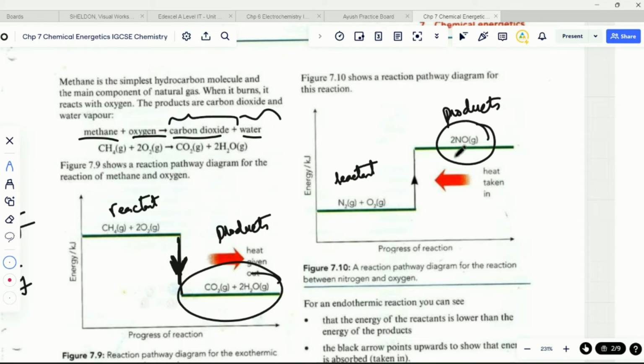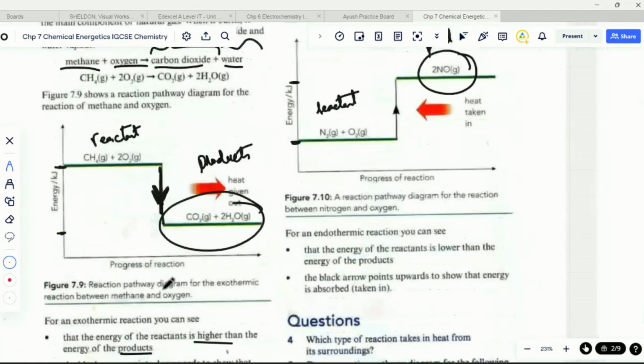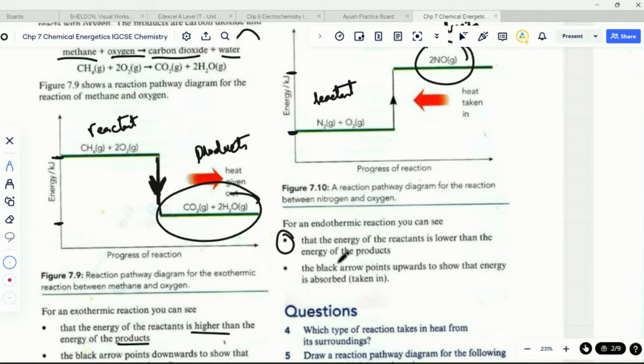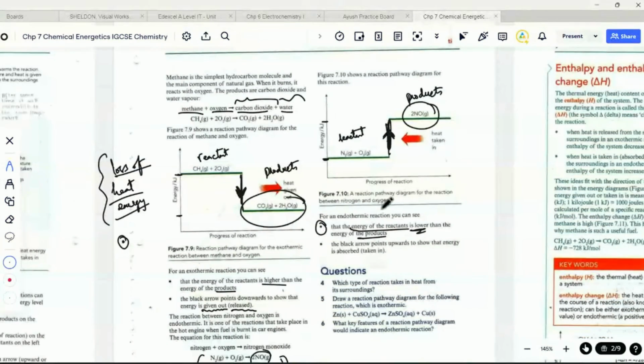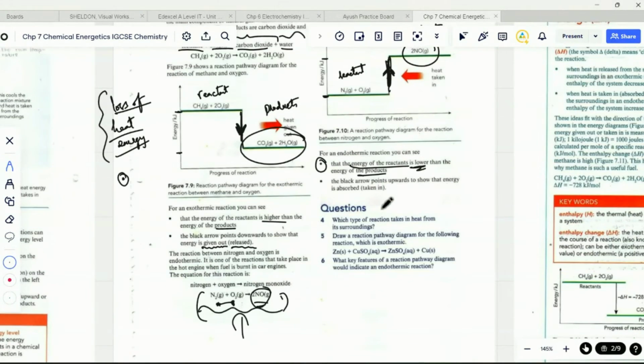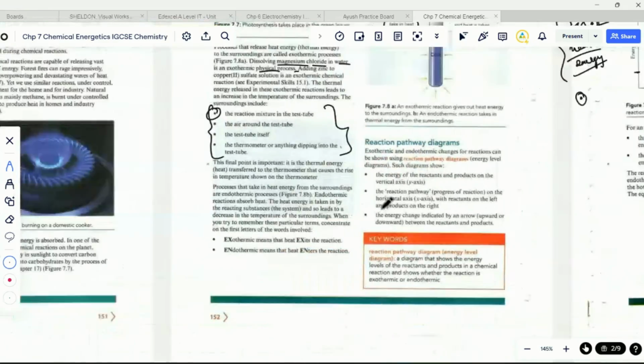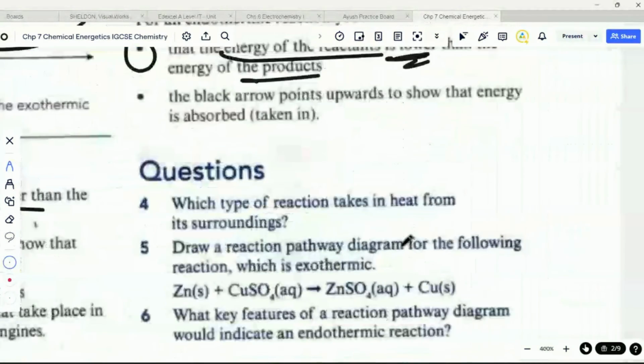So in this case, you can see that the energy of the product is higher than the energy of the reactant. In the previous case, you can see the energy of the reactant is higher than the energy of the product. So in an endothermic reaction, this is what you write. Energy of reactant is lower than the energy of products. And this arrow indicates that the energy is being absorbed over here. Is this part clear? Okay. Take a screenshot of this as well.